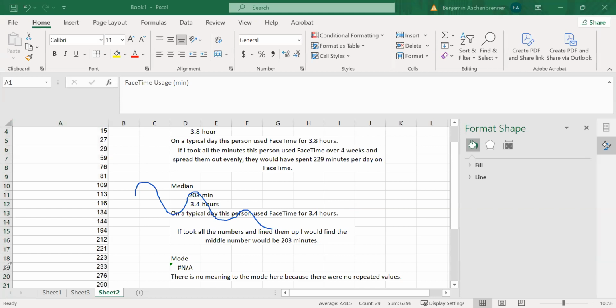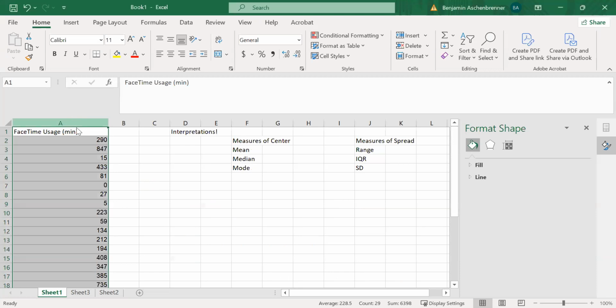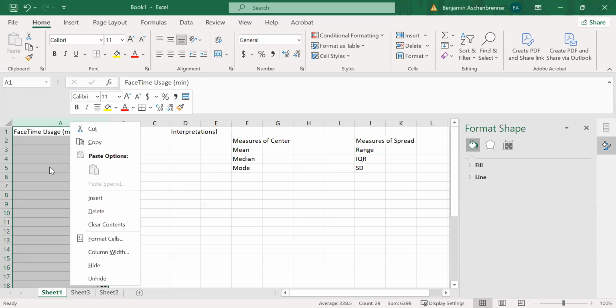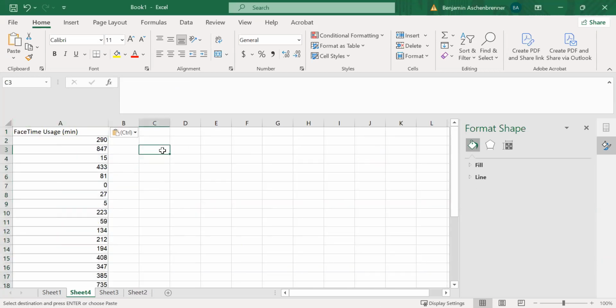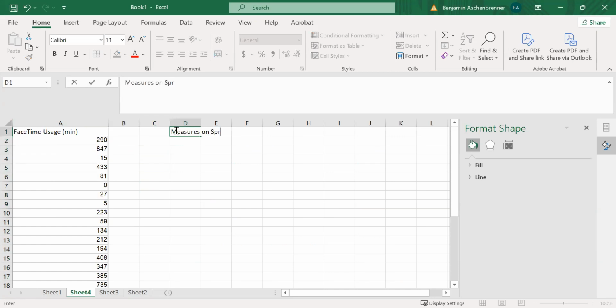All right, let's move on to measures of spread. And we'll do it again. Copy this. And let me get my measures of spread on here. So again, measures of spread is a way to look at variation. We have different ways to talk about variation. The first one, the simplest I think, is range, just looking at the max minus the min.